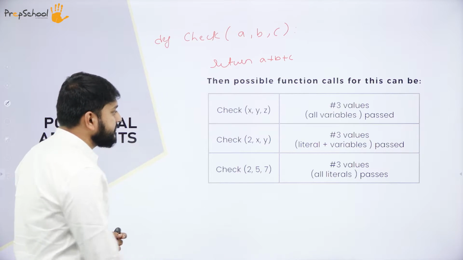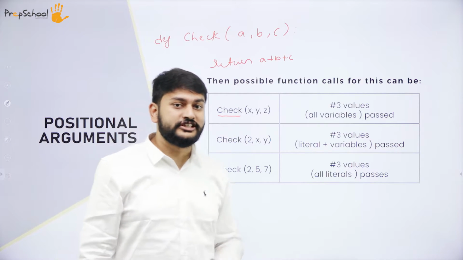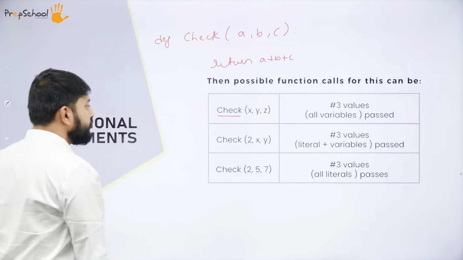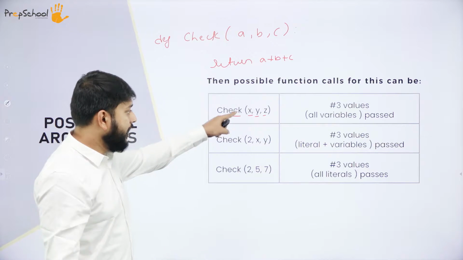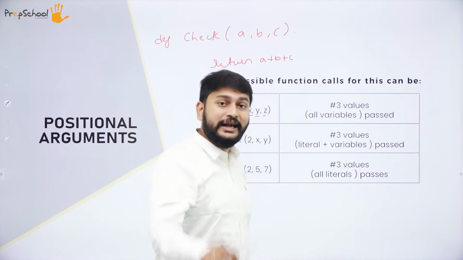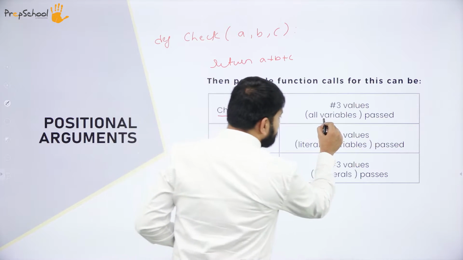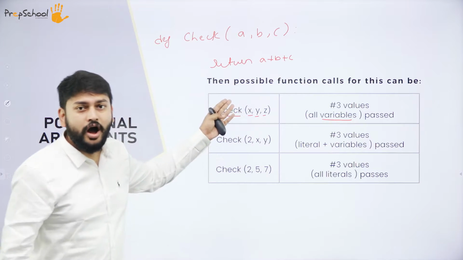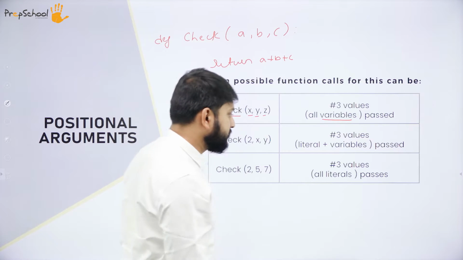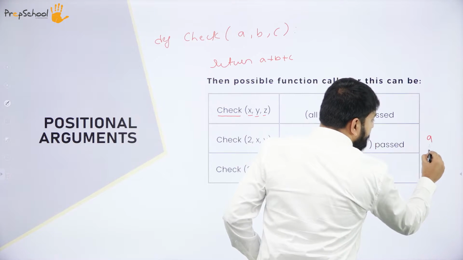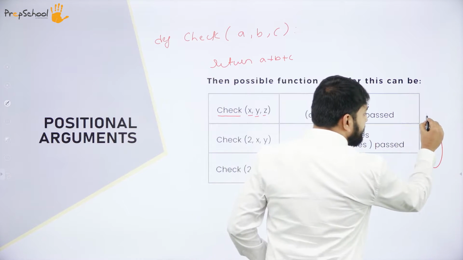What is the name of the function here? My function name is check. Here I have 3 arguments, x, y, z. Please observe, if I write x, you should treat it as a variable. How many variables do I have? 3 variables. For example, if I write a, b, c, you should treat these as variables.